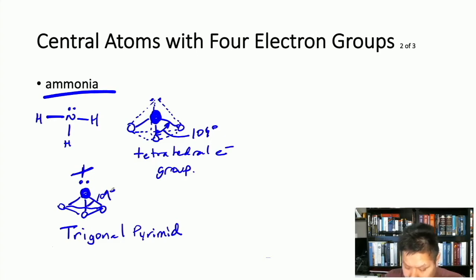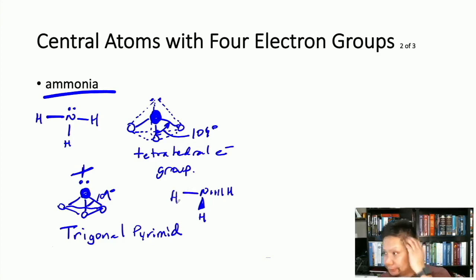And then to draw the wedge dash diagram, nitrogen in the center at the top, solid wedge here means that the hydrogen is coming out towards you, dash wedge over here means it's going into the paper, and then a solid line over here means that it is flat with the paper. Alright.